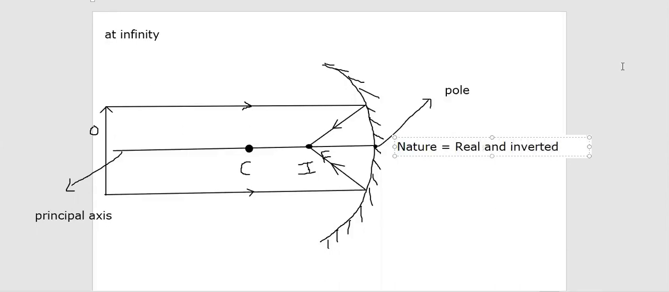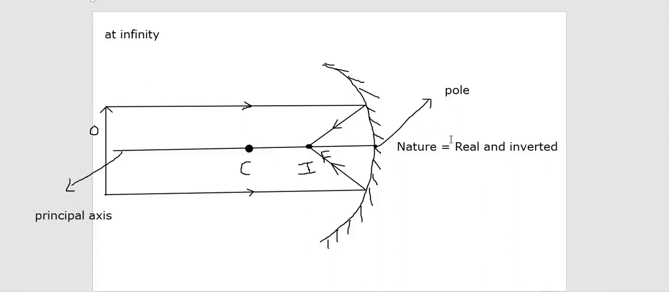What do you mean by nature of the image? Nature of the image is in the sense of how it is, whether it is standing straight or inverted, whether it is real or virtual. That is nothing but the nature, right? So the nature of the image is real and inverted. Why is it real and inverted? Because it is in front of the mirror.